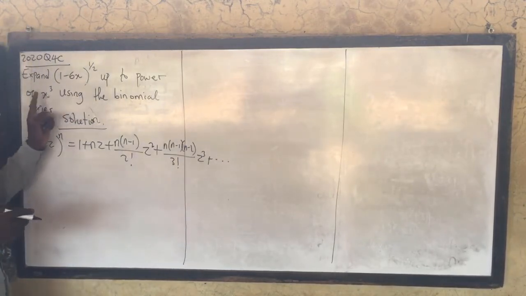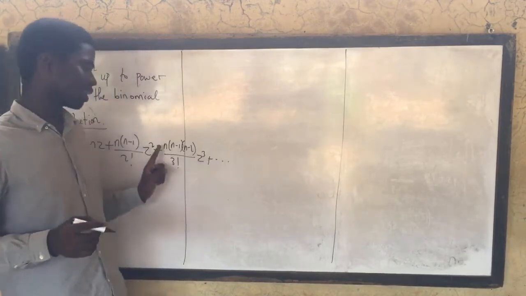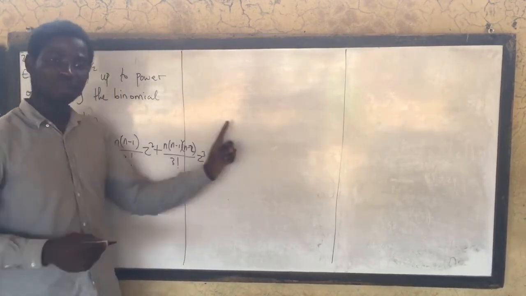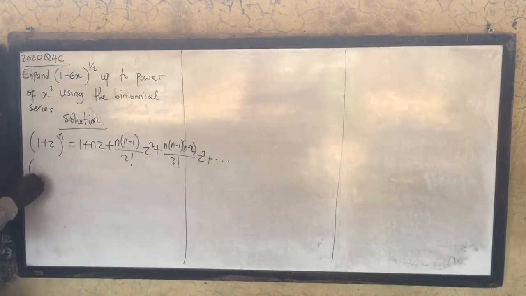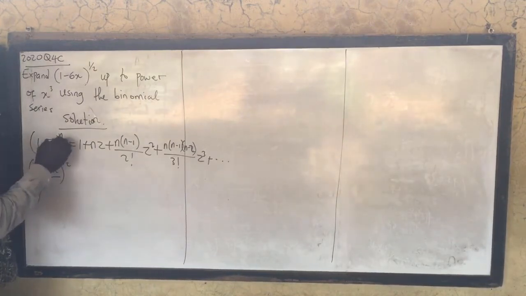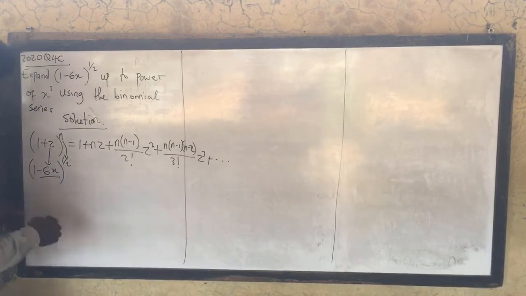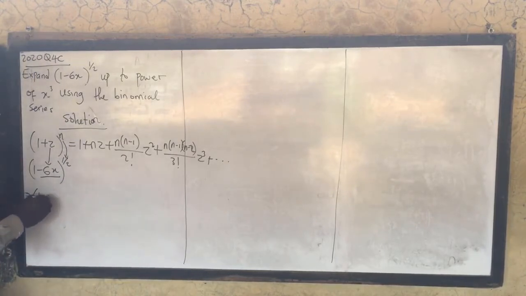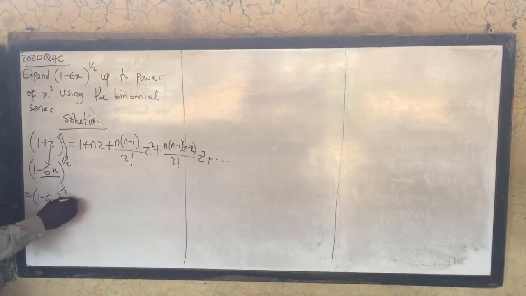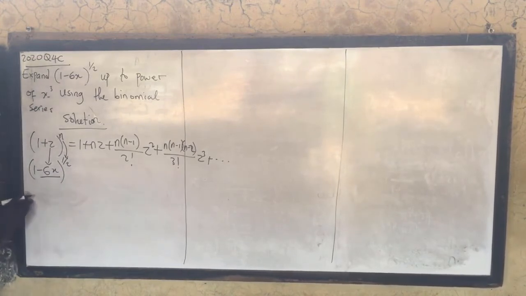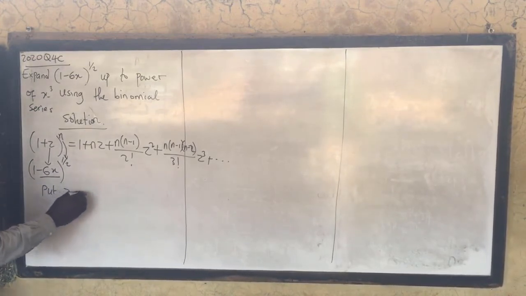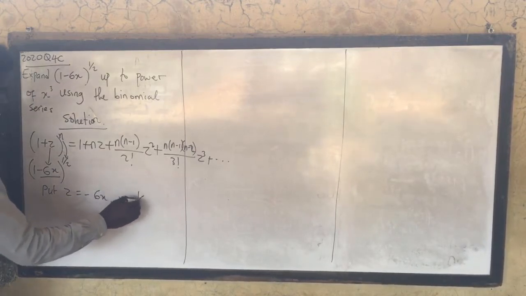Since they want me to stop at x raised to power 3, that's why I stop at z raised to power 3. I can still write n(n minus 1)(n minus 2)(n minus 3) over 4 factorial z to the 4 and so on like that. So in this case, if you compare with this one now, (1 minus 6x) raised to power 1 over 2, it means that z is minus 6x and n is 1 over 2. So that means (1 minus 6x) raised to power 1 over 2 will be equal to 1 plus nz and so on, where z is minus 6x and n is 1 over 2.